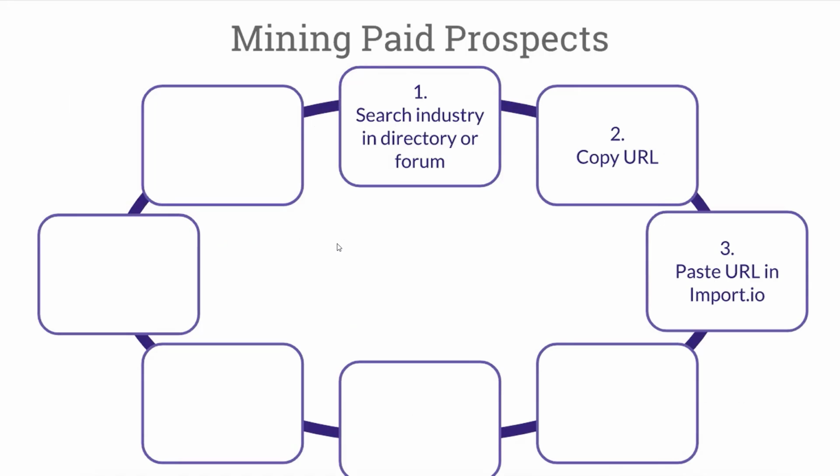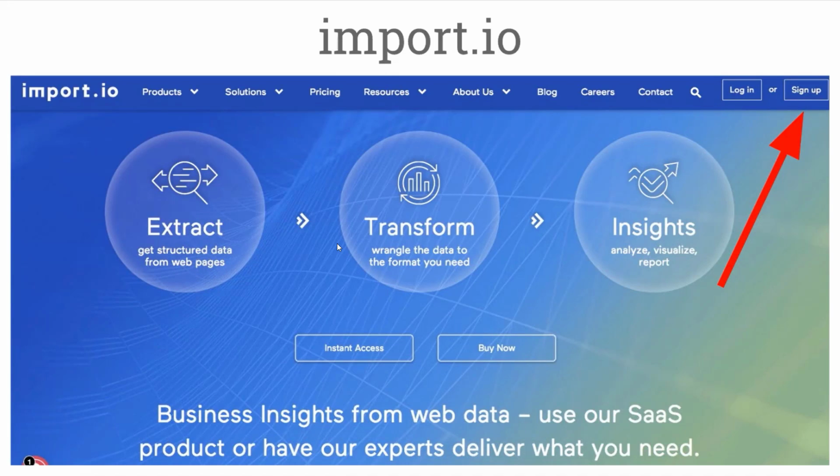Our third step then is to take that URL and paste it into a mining tool. Now again, we're using import.io, which is a tool that you can use to extract data and get insights. If you sign up, which you can see up here in the upper right-hand corner, you'll get a 7-day free trial, and that way you can just try it out and see if this tool is a good solution for you. You'll see that option to sign up there at the top of the screen.